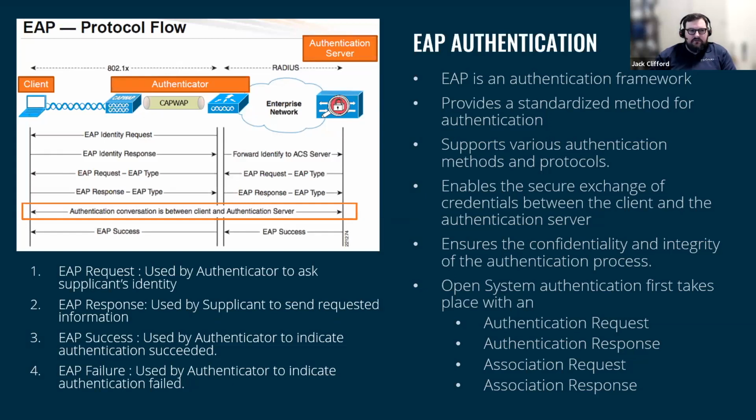So it's a mutually authenticated method. Like I said, the open system authentication takes place before EAP starts. So you'll have your authentication request to join your AP, your response, and then your association request and response as well.